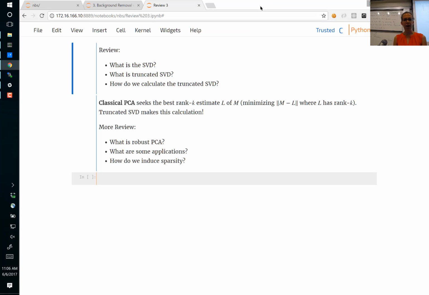Yeah, so I was going to start with some review. We're going to talk about the robust PCA algorithm we saw last time, and look at some different information about it from how we covered it before. But I wanted to start with just a reminder: what is the SVD?